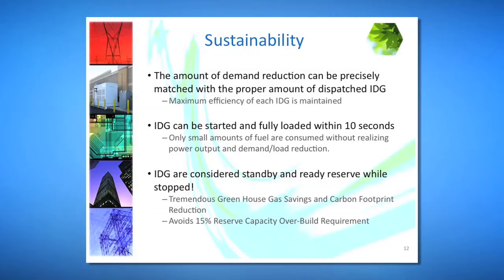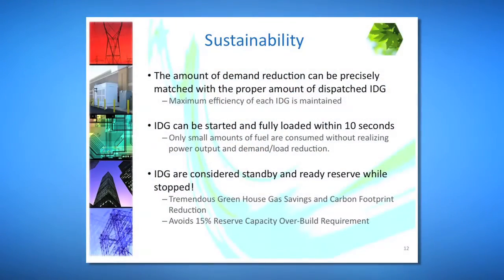You can precisely match it. When you want to use DG, you may want to use it in certain areas where there is a constraint, not all over the system. So you can be very granular would be the word for that. It can be started and fully loaded in 10 seconds.